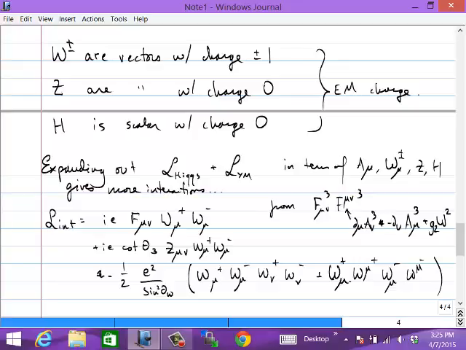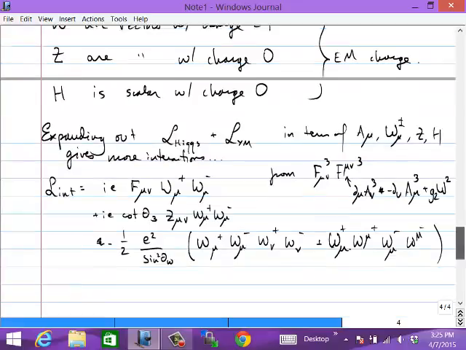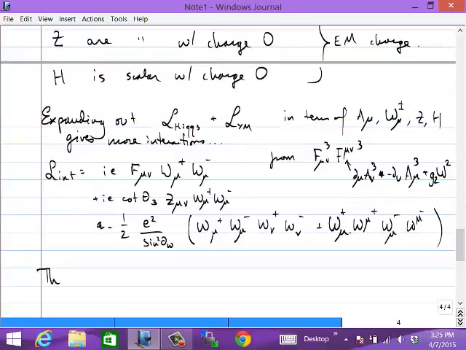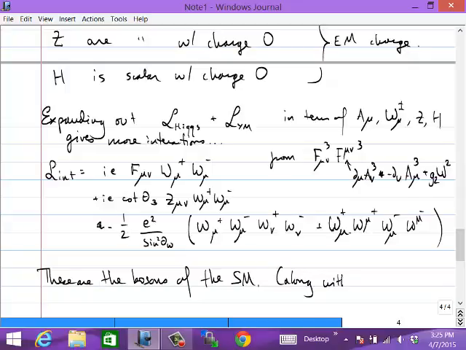And then finally, there'll also be terms involving interactions of the Higgs field with the W's and the Z bosons. Okay. So that's it. These are the bosons of the Standard Model, along with the gluons. That is to say, the SU3 gauge fields.